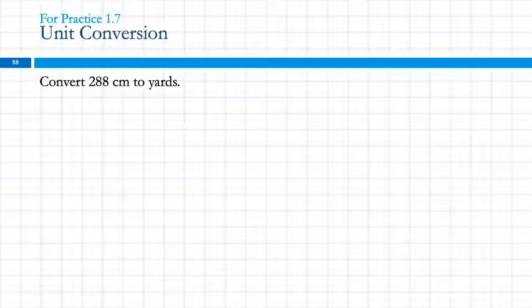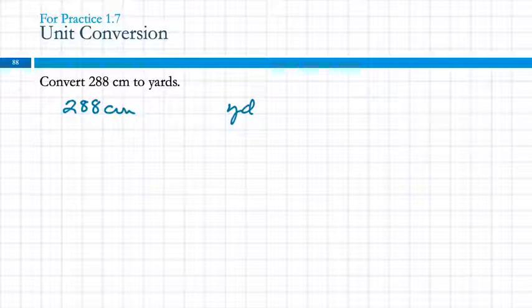So some practice. Convert 288 centimeters to yards. I'm going to go over some of these kind of quick because I want to get to the harder ones later. So where am I? What's my starting unit? Centimeters. I'm starting with 288 centimeters. Where am I trying to go? Yards. How do I get there?